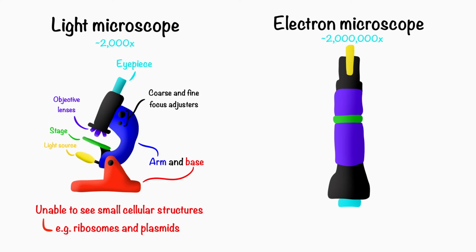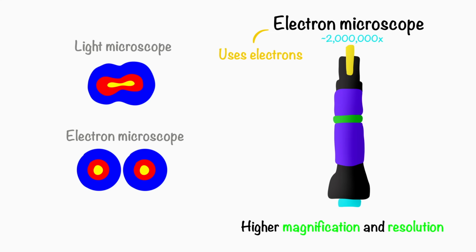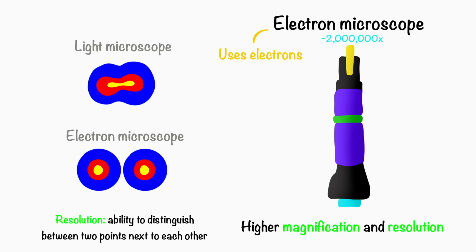This was made possible with the help of more powerful and complex microscopes, known as electron microscopes, which were developed in the modern age. Whereas light microscopes use light to magnify an image, electron microscopes use electrons. These electron microscopes provide greater magnification and resolution. Resolution is the ability of microscopes to distinguish between two points next to each other.